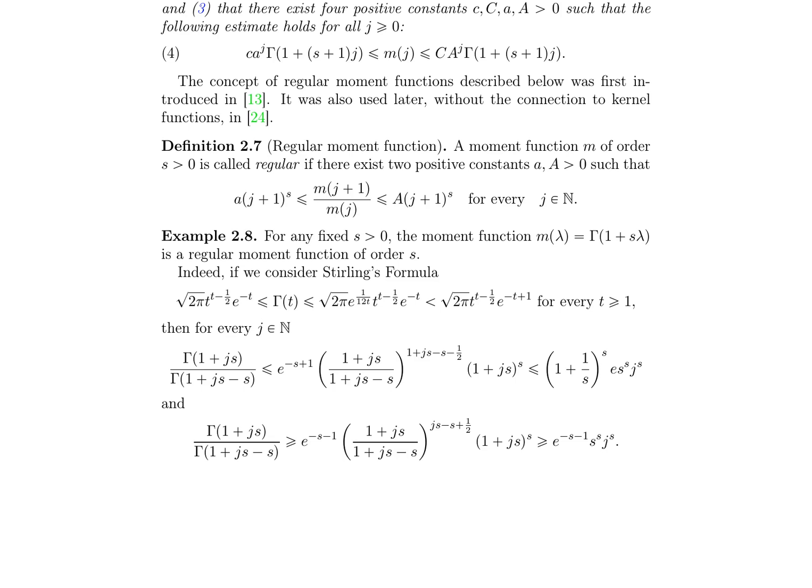stating that a moment function m of order s is regular if there exist two positive constants a and A such that the bounds hold for every j in the non-negative integers. Example 2.8 shows that the moment function m(lambda) = gamma(1 + s lambda) is a regular moment function of order s. The page concludes with a discussion on Stirling's formula and its implications for the moment functions.